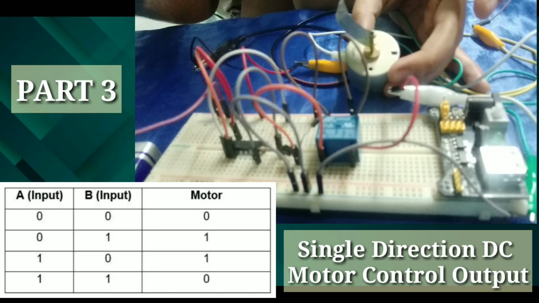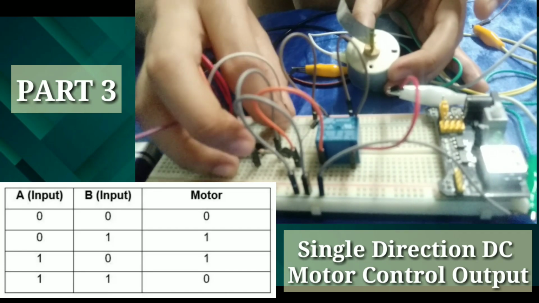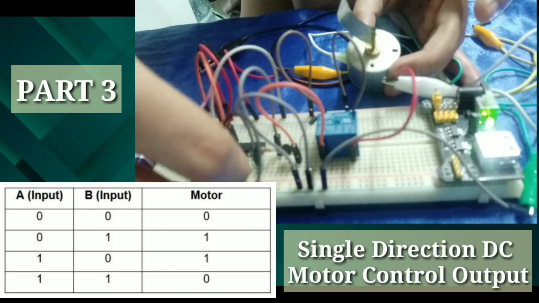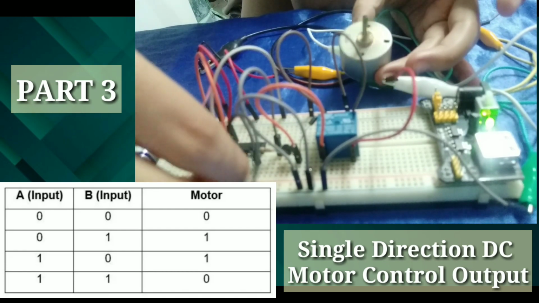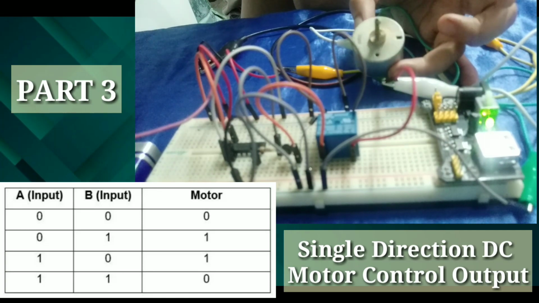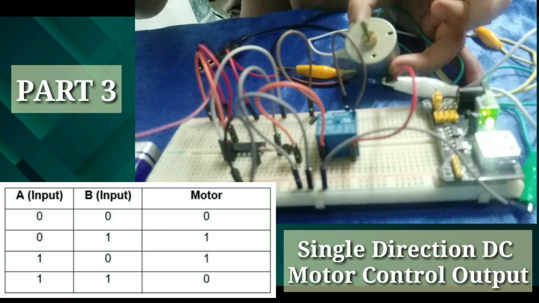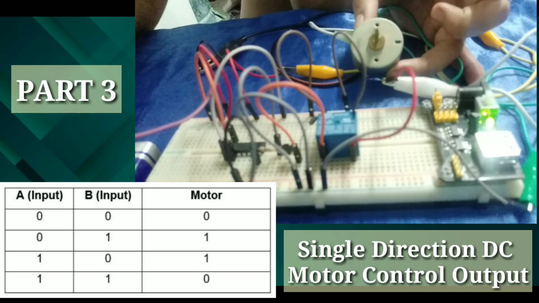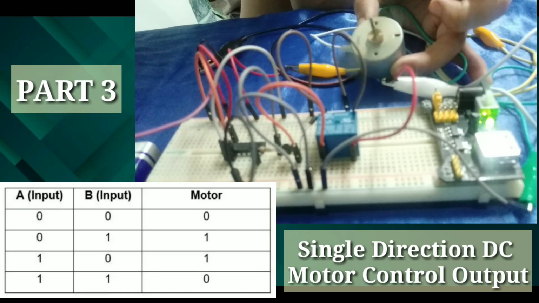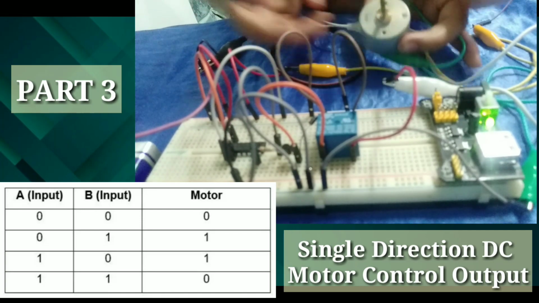Now, if we interchange the connection, if A is 1 and B is 0, as you can see, our output will also be 1, meaning that the motor is on, or umikot yung ating DC motor, like an electric fan, as you can see.